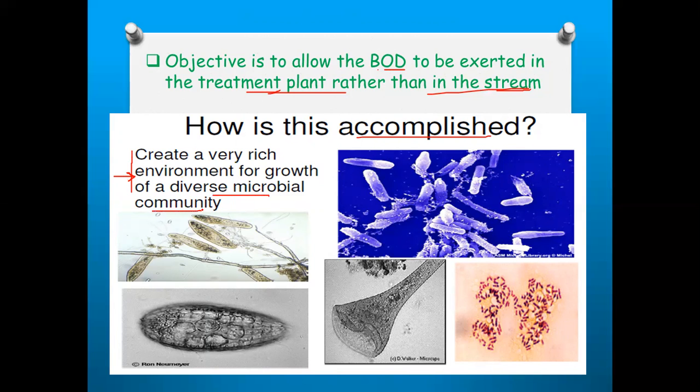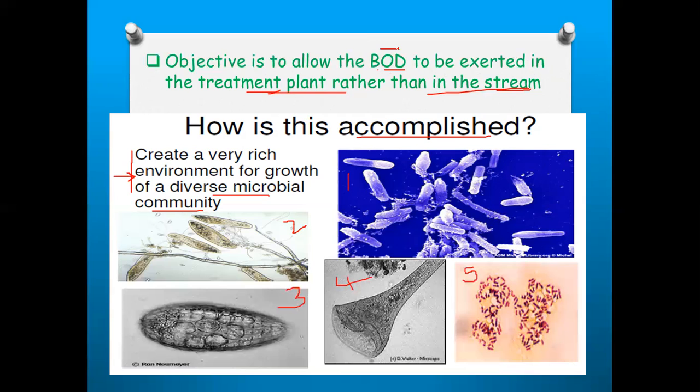So the microbial species have to be multiplied well. See here the various types of microbial structures. This is one family, this is one family, and like this we have various types of families in this microbial community. These we have to keep multiplying in the water. Which water? Sewage water. Why? In order to remove the organic matter present in the sewage. For this reason we allow the BOD process in the treatment plant rather than in a stream.